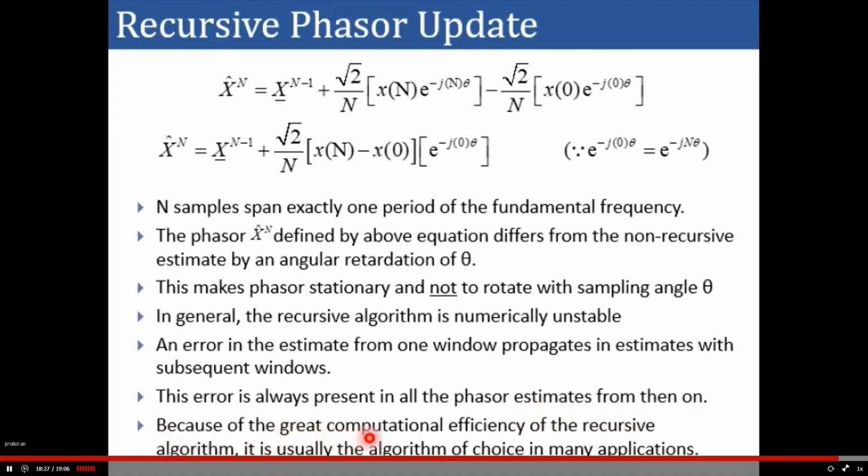Because of the great computational efficiency of the recursive algorithm, it is usually the algorithm of choice in many applications, because the speed of data refresh from the field in the case of a PMU is very high. So the phasor estimate also has to be done at a very fast pace, and the recursive phasor update offers that kind of opportunity because it will give you fast computation of the phasor estimate.